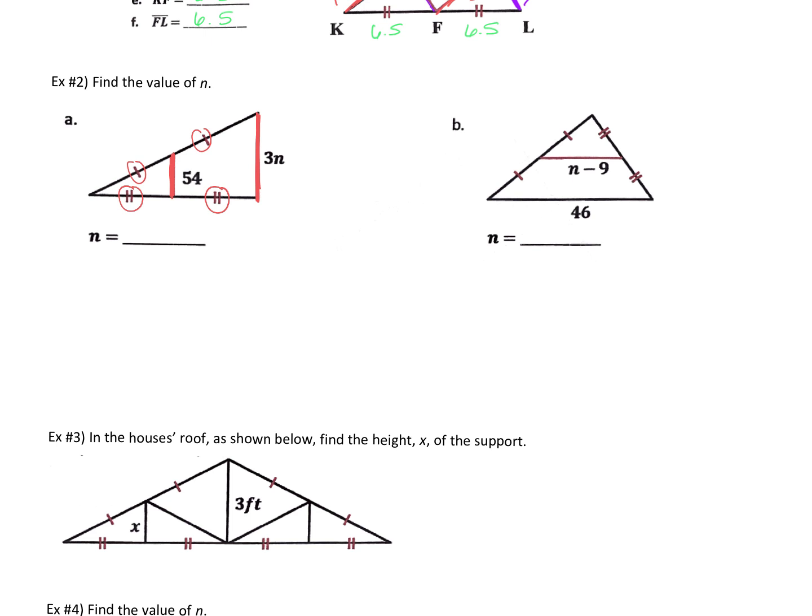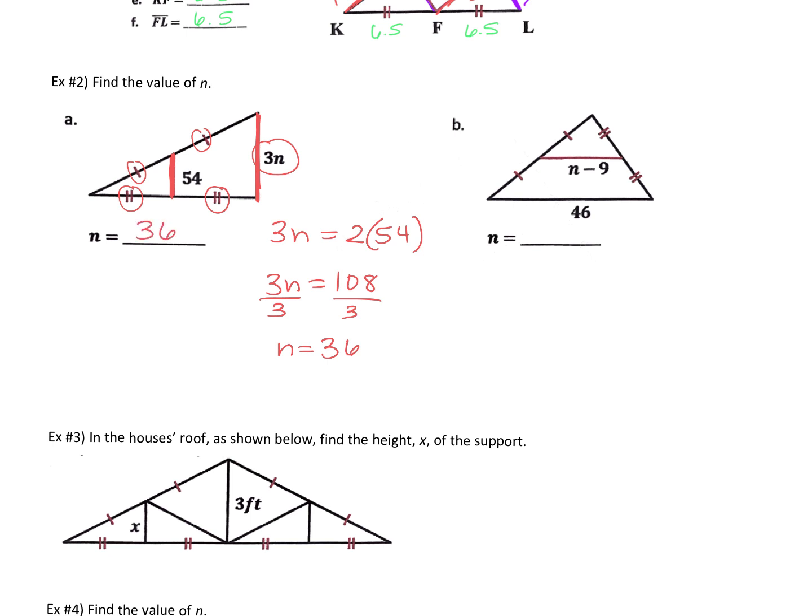Any thoughts? Yeah, 54 times 2? If you take that 54, if 54 has to be half of 3n, then 3n has to be double 54, right? This length right here, this 3n, is going to be double our mid-segment. So 3n is going to equal 108, and then you would divide by 3, and n comes out to 36.